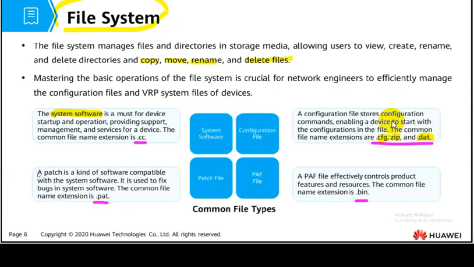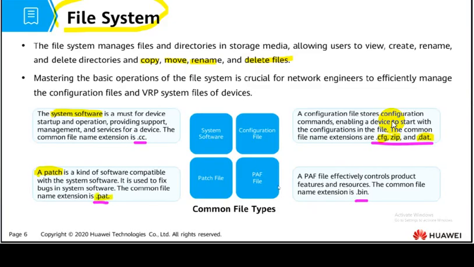Then we have patch files. Patch files are usually used especially when you want to update the operating system with new features. Say, for example, you have a security patch that you've downloaded. Maybe Huawei has announced that you need to download this patch and install it in your devices so that you can fix some bugs in the operating system. So this will be .pat.